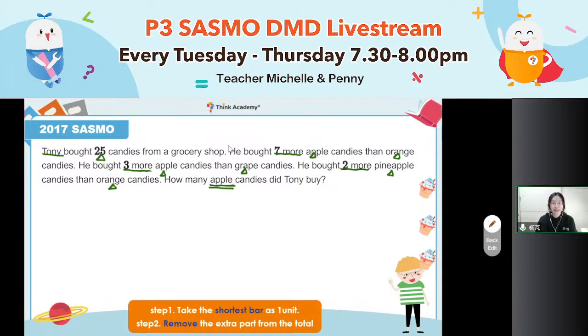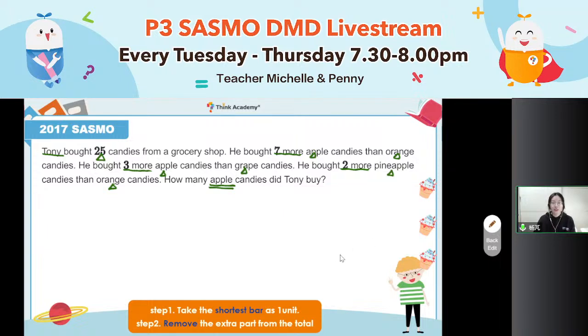According to the sentence, we know the first sentence says something about the apple candy and orange candy. Then, arrow 1, please tell me which one is more. The orange candy or the apple candy? Which one is more? A or B? Yeah, so obviously, absolutely, it's A. Apple has 7 more.